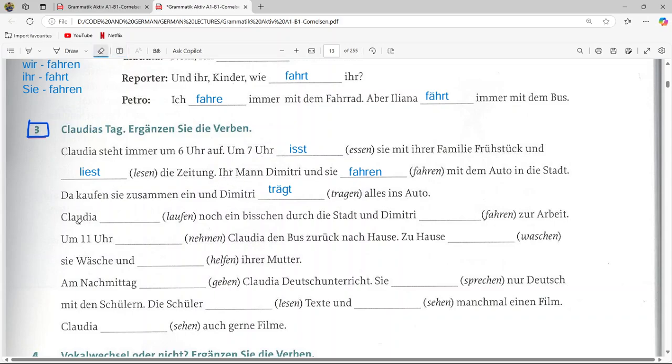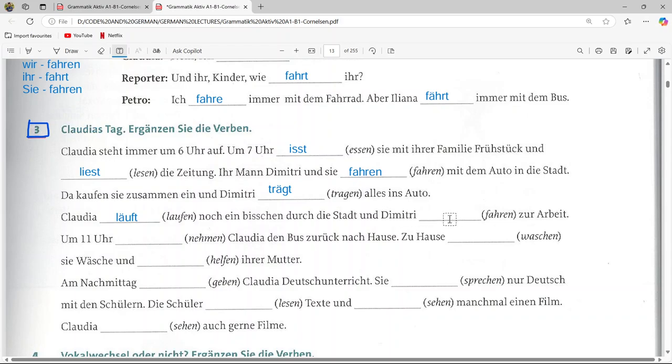Okay. Next sentence. Claudia. And the verb is laufen. So Claudia is a female person, can be replaced with sie. Sie is she in English. Okay. So what will be the conjugation for this? Sie läuft. Sie läuft noch ein bisschen. So Claudia runs a little. Okay, Claudia runs a little durch die Stadt. So Claudia runs a little through the city. The spelling is this. Okay, through the city.